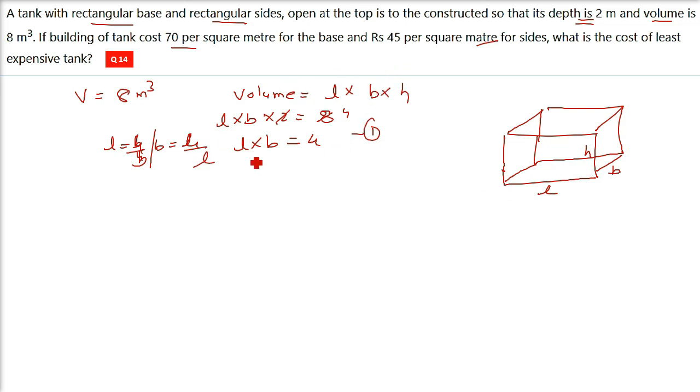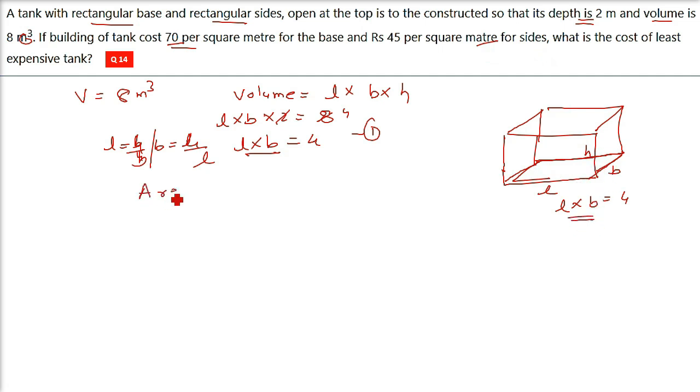The second thing which comes, 70 per square meter and 45 per square meter, we are going to deal with in the later part. But length into breadth equals 4, please remember, is given in meter cube. So L into B is 4. Now if building of tank costs 70 per square meter of the base, we need to find out the cost of the least expensive tank. Least, what does it mean? After double differentiation, we need a value which should be positive.